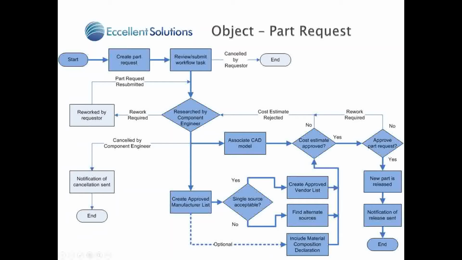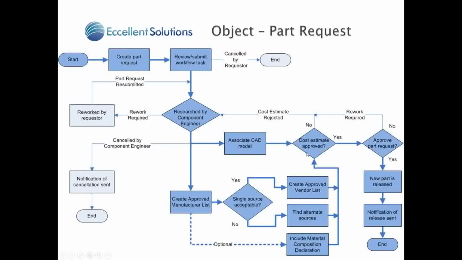For the sake of this demonstration, I won't be going through this full process as part of the demo, but essentially what happens is, by creating the part request, you create a review task to submit the information that you're creating the request for. A component engineer would then take this information and either decide that more information is necessary or go ahead and continue forward the actual vetting process of this new OEM part. Throughout the rest of the process, you'd be prompted to associate the CAD model and create an approved manufacturer list or approved vendor list where applicable to the associated manufacturer and vendor parts as well.